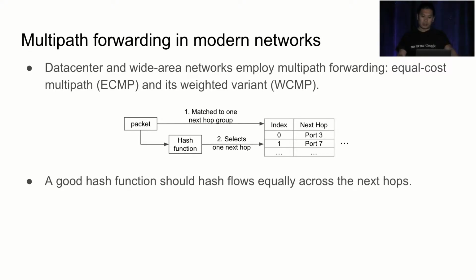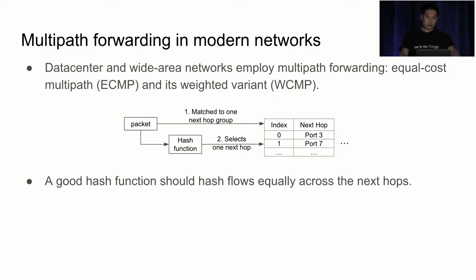Today, data center and wide area networks typically employ multipath forwarding. Think about equal cost multipathing, ECMP, or its weighted variant, WCMP. Roughly how the switch hashing works is when a packet arrives at a switch, it's first matched to a next hop group, which is basically a list of ports that you can forward the packet out to that would get it to its destination. The next step, the switch applies a hash function, which then indexes the packet into one of the next hops, and then forwards that packet out of that port.